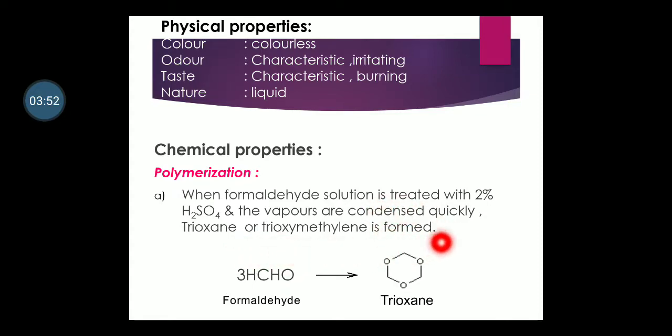You can see in the structure, three molecules of formaldehyde, 3HCHO, get polymerized, or linked together, or cyclized, and there is a formation of a trimer. From three molecules there is a formation of a trimer, and that is called trioxane, or also trioxymethylene. This is called trimerization, or we can say polymerization, but here trimers are forming. That is the first example of polymerization.